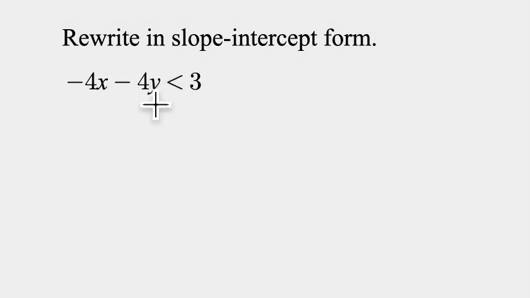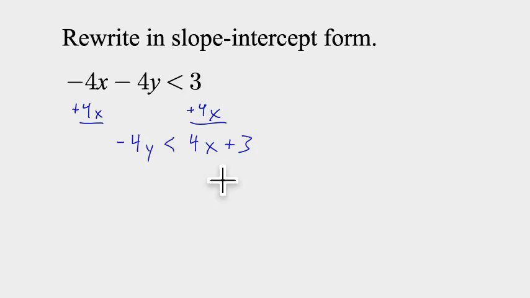One more time here, we're trying to get y by itself. Let's start by adding 4x to both sides. These 4x's cancel, leaving us with negative 4y is less than, and these are not like terms once again, so we keep them separate. Let's put the x's first. And finally, we'll divide by negative 4. You need to remember we're working with an inequality. Since we're dividing by a negative, that inequality is going to switch directions.